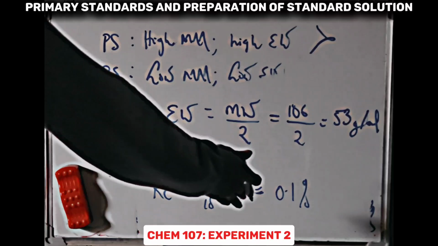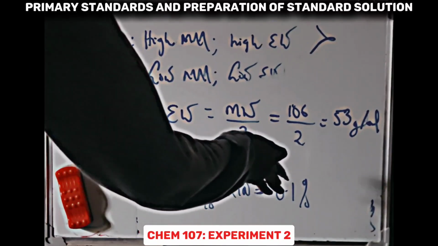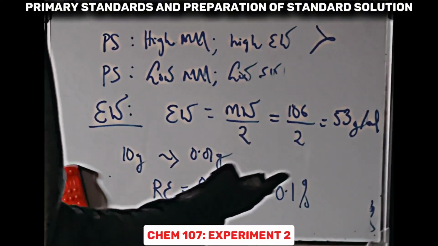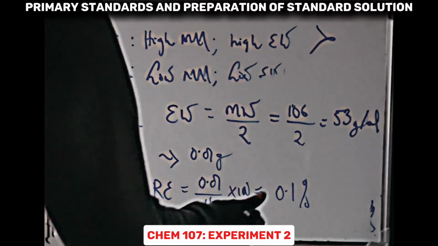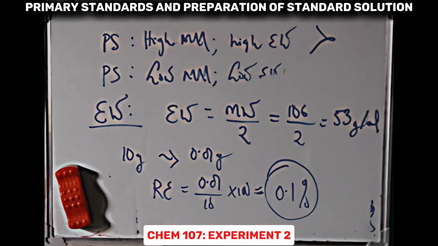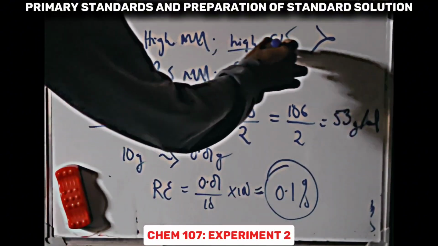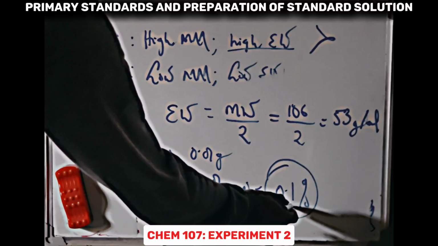You see what this means? The prepared standard solution could be only 0.1% off from the desired concentration using the primary standard. So this error is very reduced and minimal. So for a primary standard to be suitable, it should have a high equivalent weight, which means that the error is reduced.